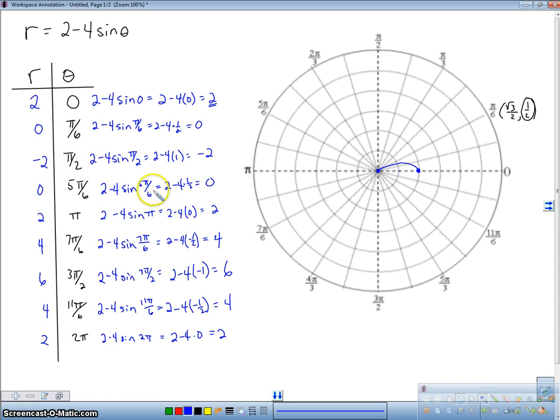Pi over 2, angle pi over 2. Negative 2 means I'm going to go backwards. Here's pi over 2. I'm going to go back 2. So 1, 2, that's going to be right here. And then I'm going to continue on my curve counterclockwise. You're always going counterclockwise. So now we're going 5 pi over 6, which is right here. But our radius is 0, so we're going back to the origin.